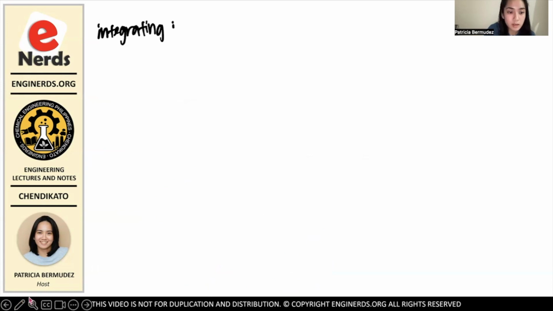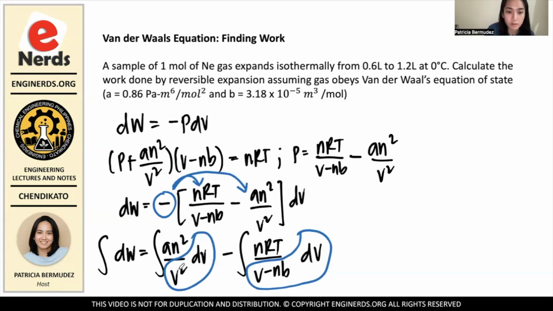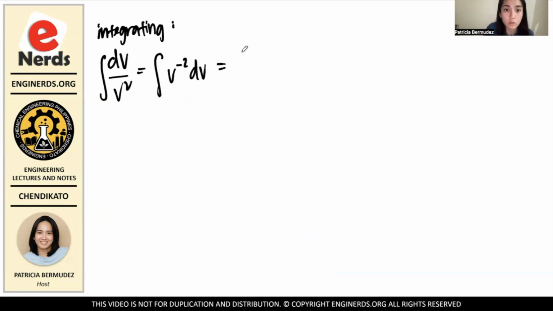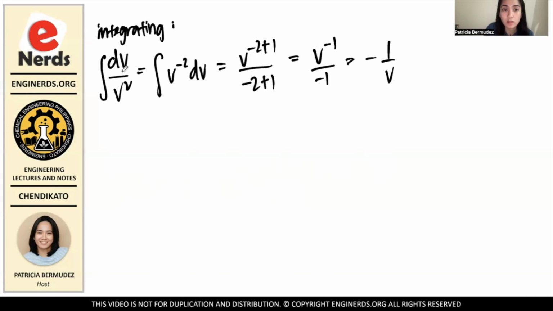But first, let's integrate this part, dV over V squared. The integral of that is equal to the integral of V raised to negative 2 dV. Following the integration rules, the integral is V raised to negative 2 plus 1 over negative 2 plus 1. Simplifying, this will be V raised to negative 1 over negative 1, which is also equal to negative 1 over V. So that is the integral of that.